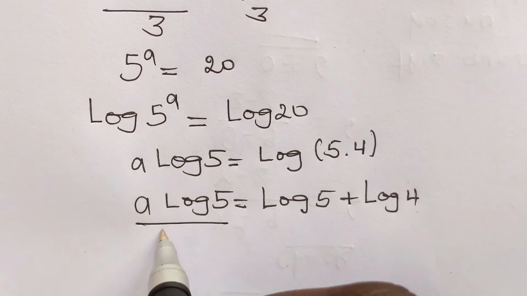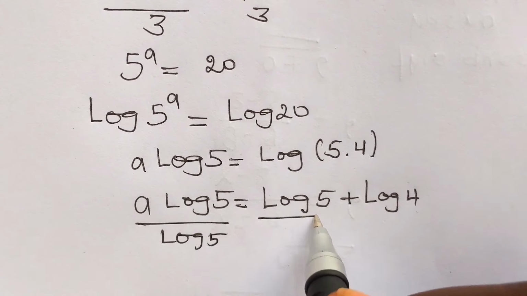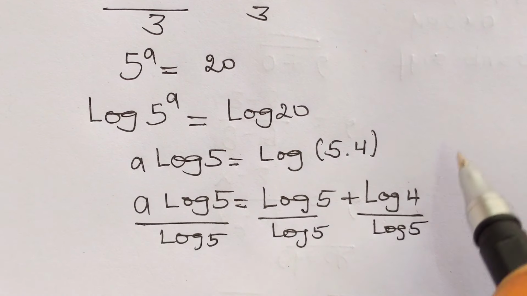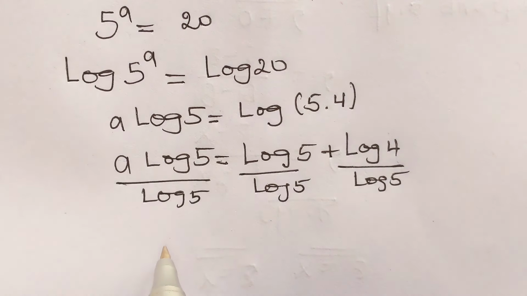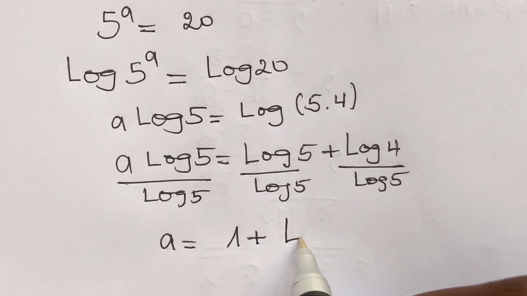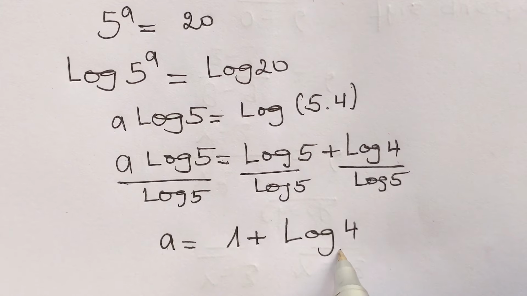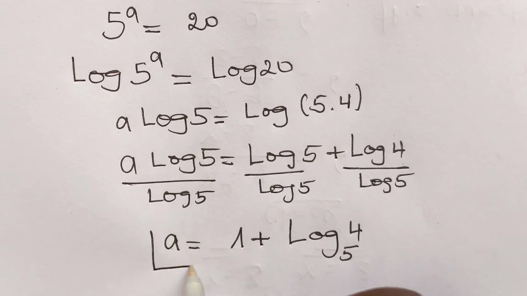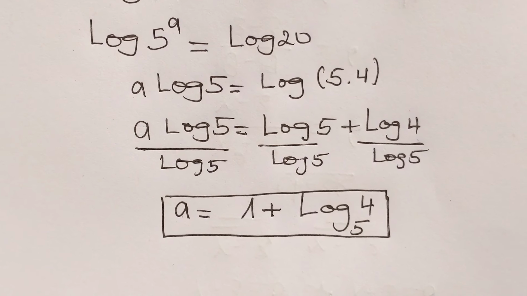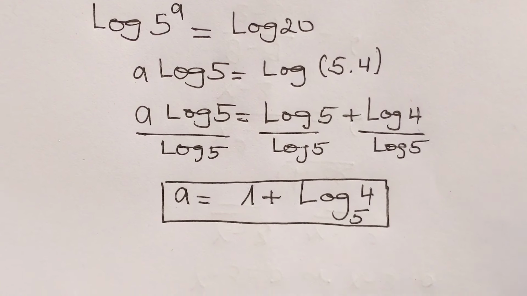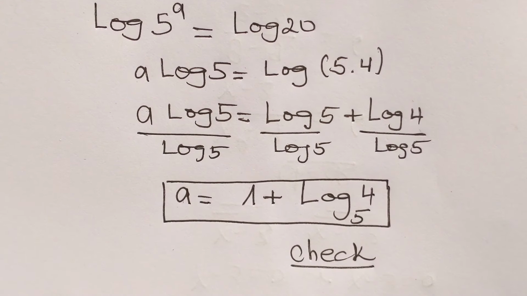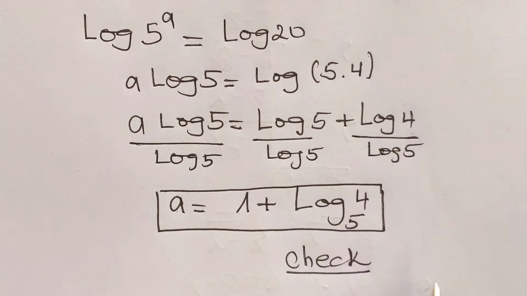We shall divide by logarithm of 5 to get what? a equals 1 plus logarithm of 4 to the base 5. And of course, this is our value of a, and we have to check the answer to see if it is correct.